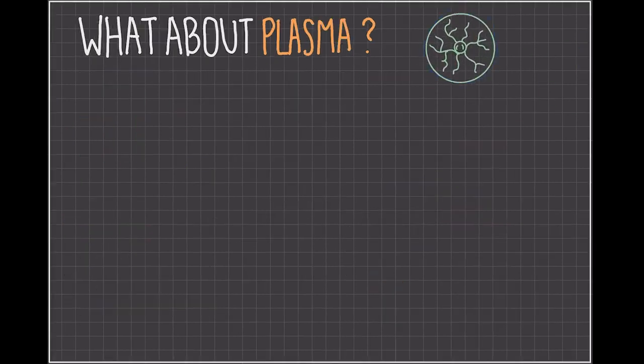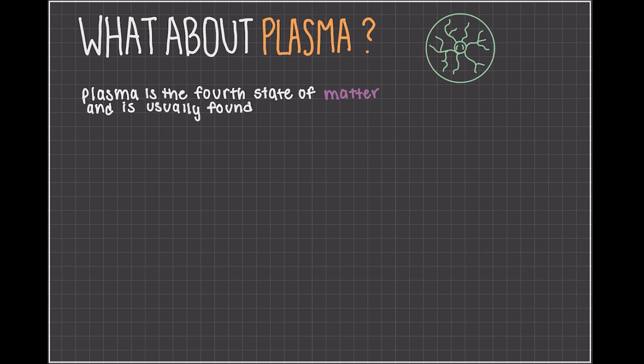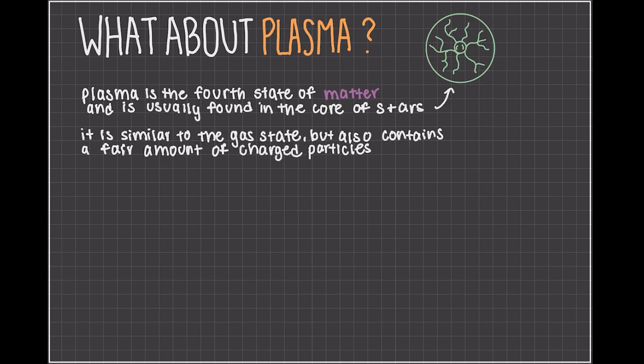Now you might be thinking, what about plasma? Well, plasma is the fourth state of matter and is usually found in the core of stars. It is similar to the gas state, but has charged particles that set it apart.